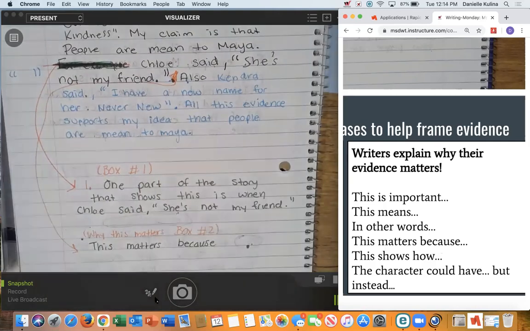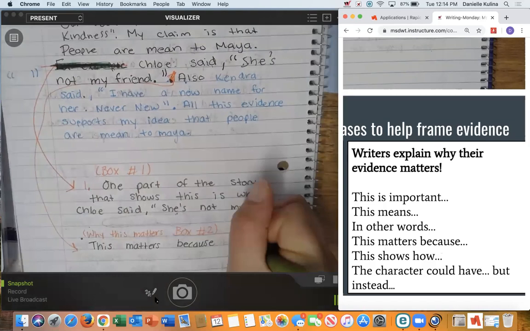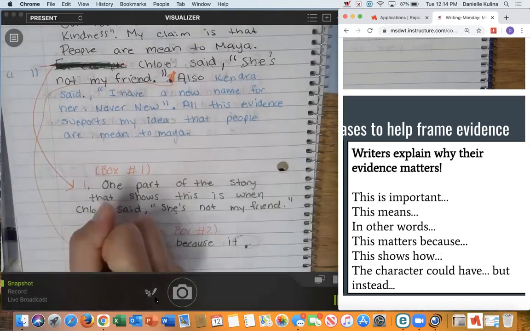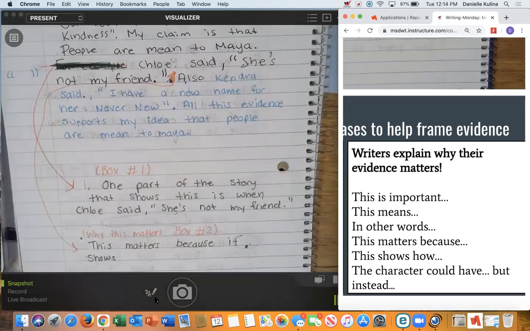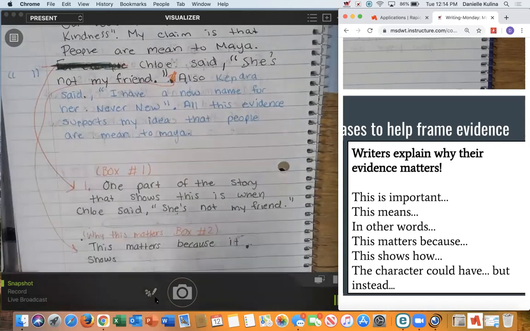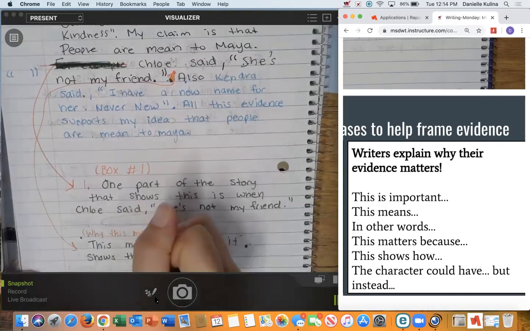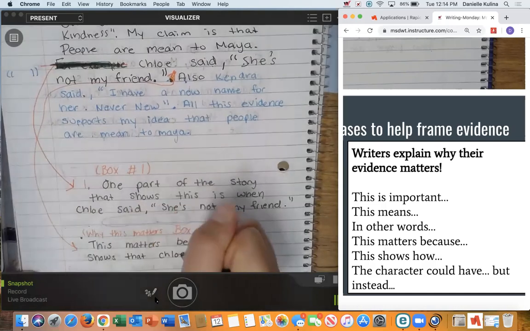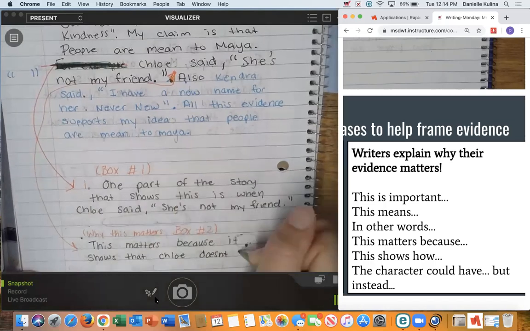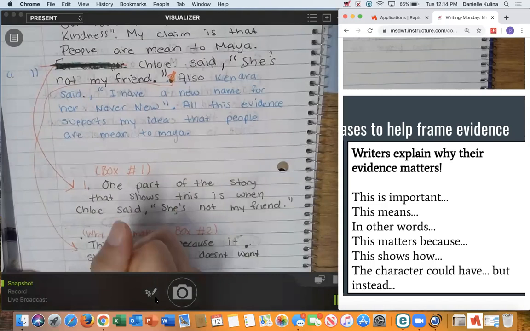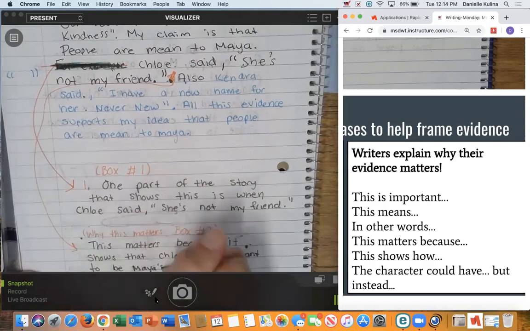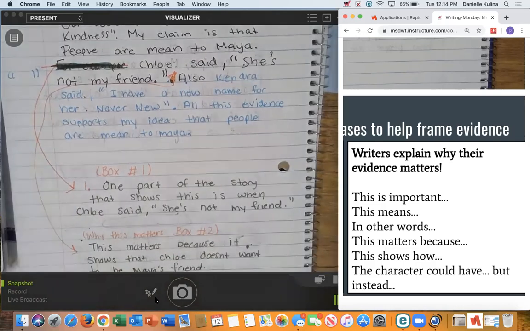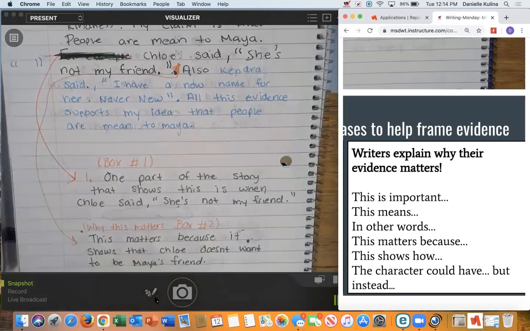This matters because it shows that Chloe doesn't want to be Maya's friend. This is why this quote is important. So go ahead and write this down if you don't have anything written.